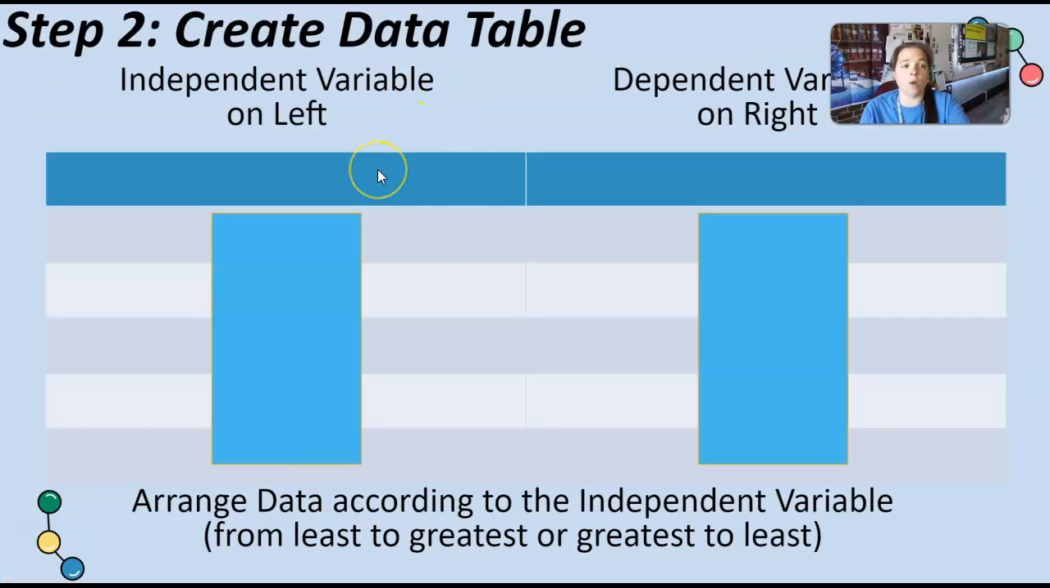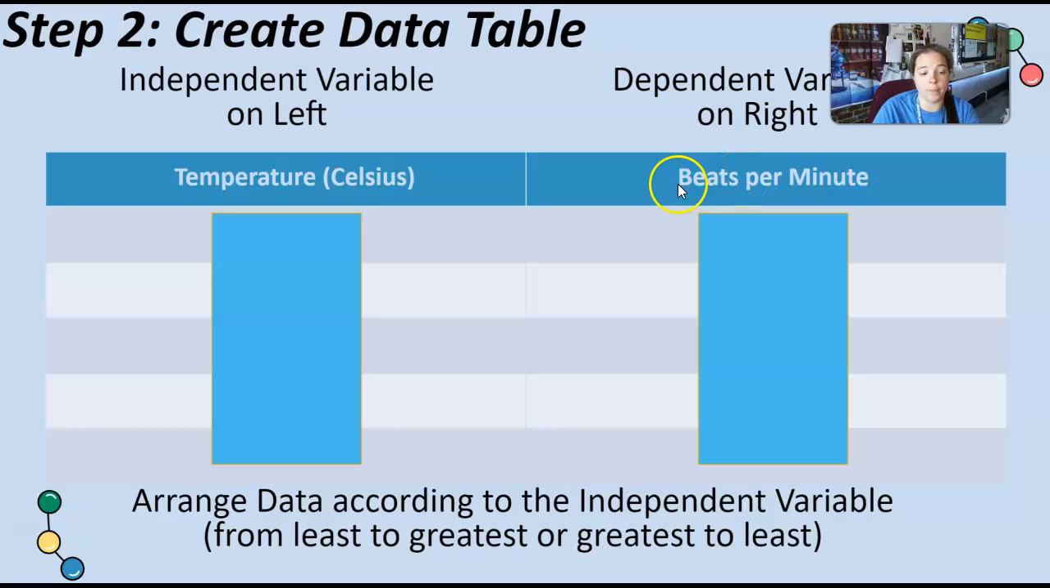So I'm going to want my independent on the left, my dependent on the right. You're always going to want to set it up that way, what you changed, what you measured. So what I changed was the Celsius. I changed the temperature. What I measured was the beats per minute.